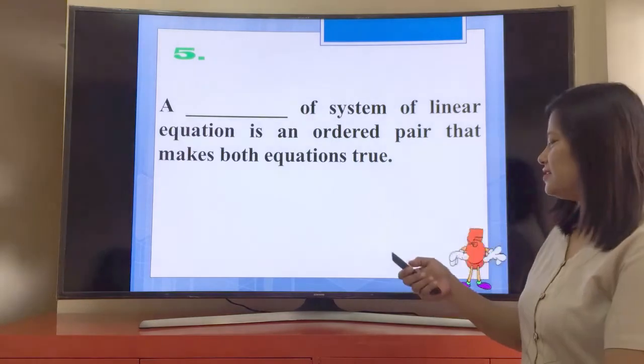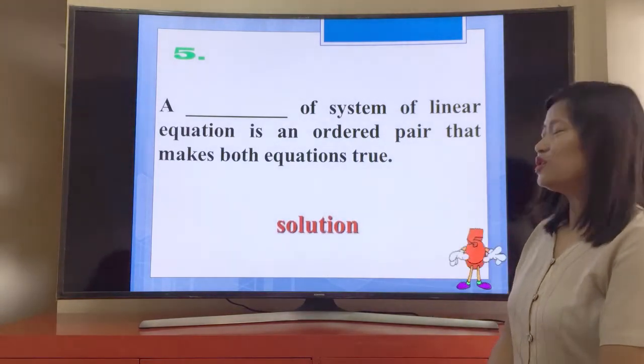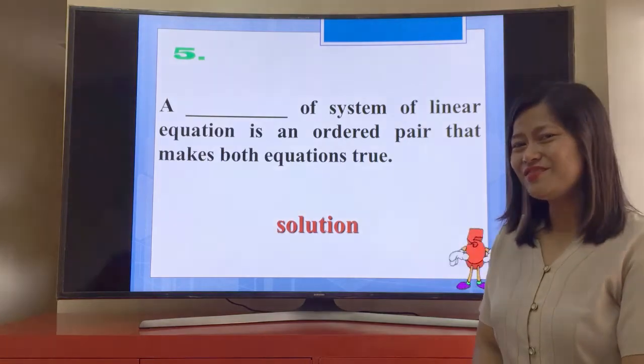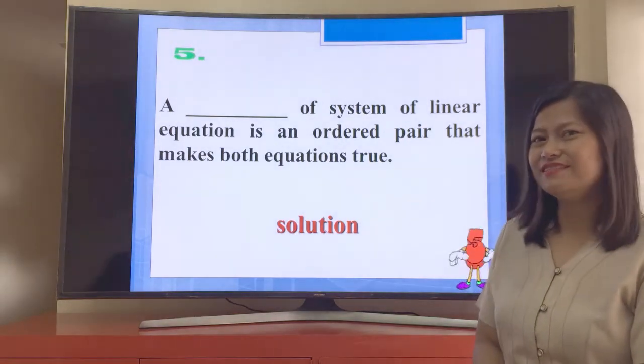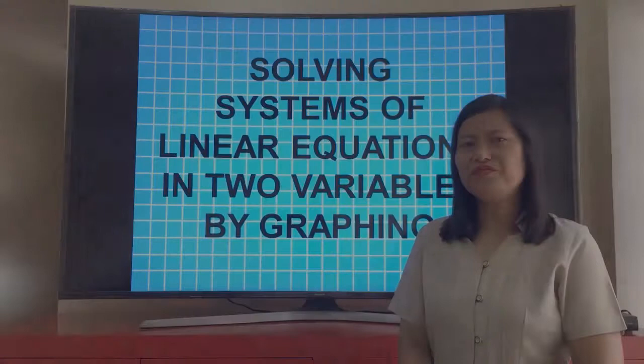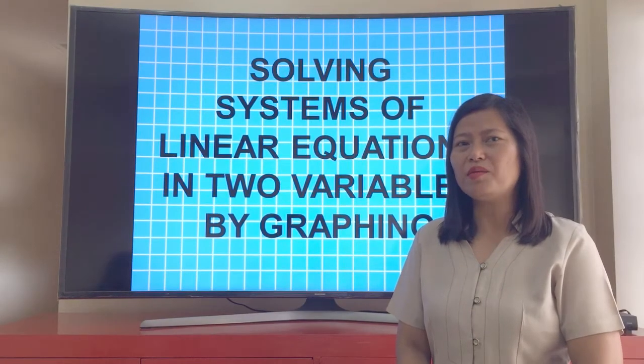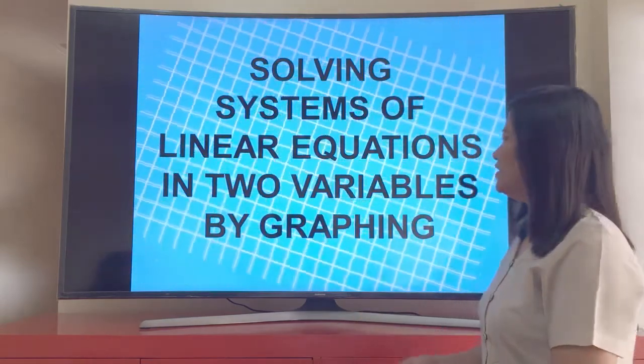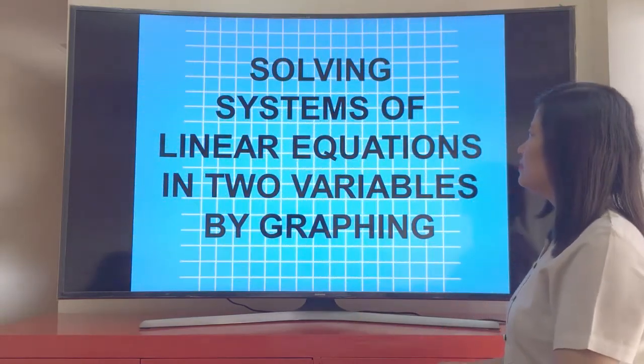The answer is solution. Did you get all the correct answers? Very good. How do we find the solution of system of linear equations in two variables by graphing?